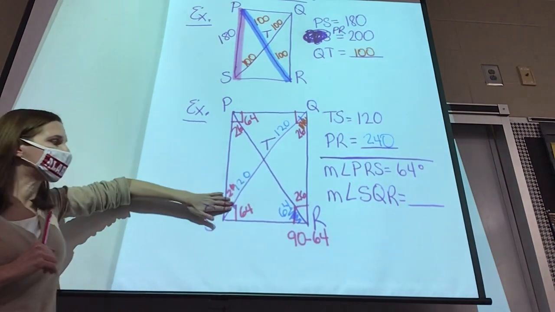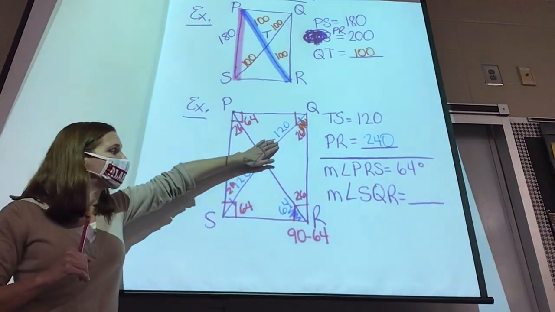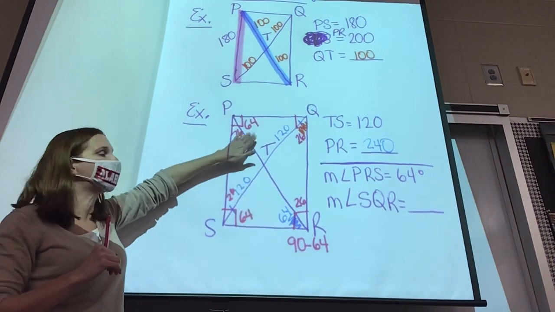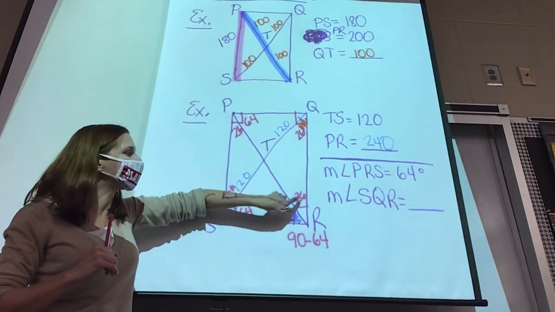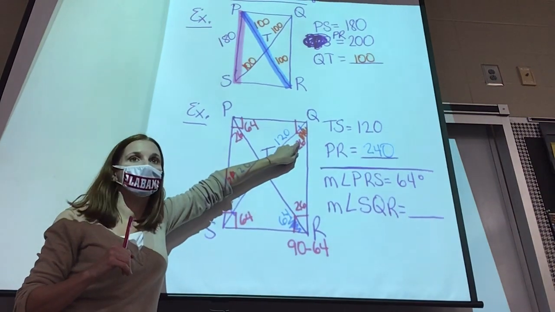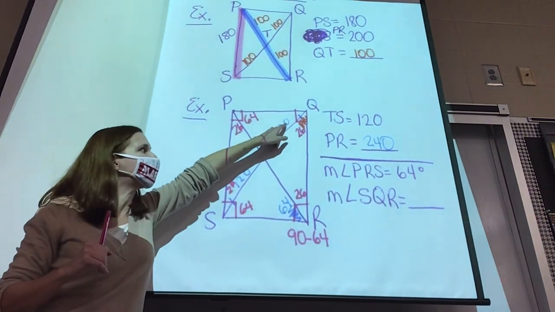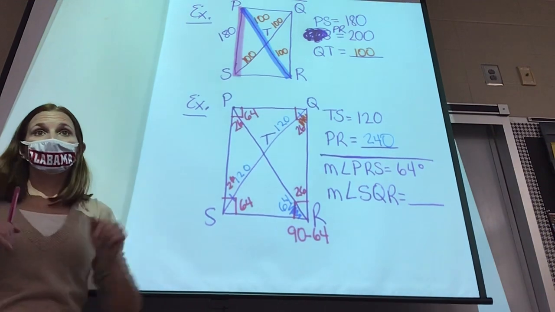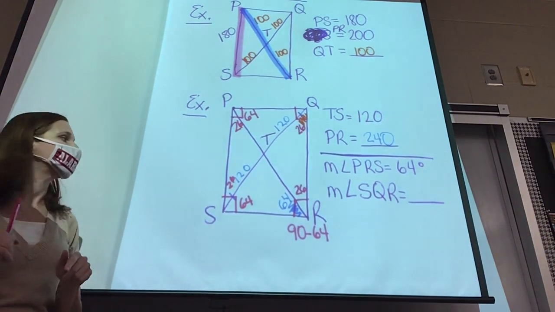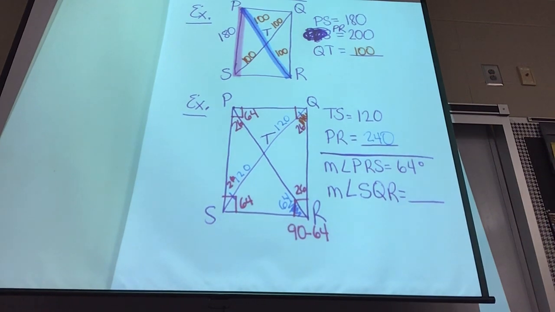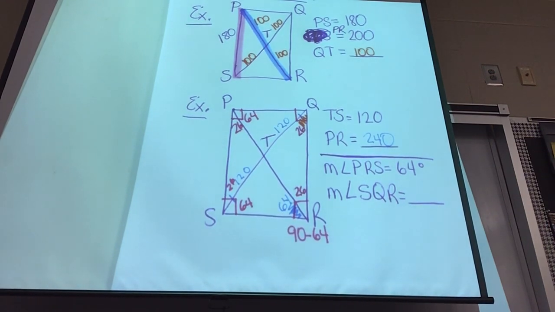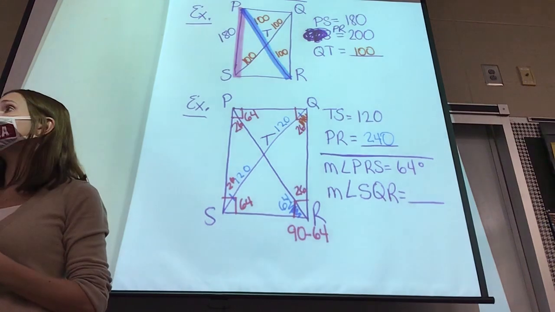Since the diagonals are exactly the same, this is 120, this is 120, this is 120, this is 120, right? So whatever's in here is automatically right here, and whatever's right here is automatically right there. Does that make sense? Okay, so that's what's happening. You've got to remember that these are identical, so it's making isosceles.